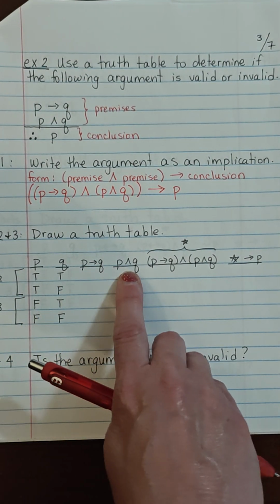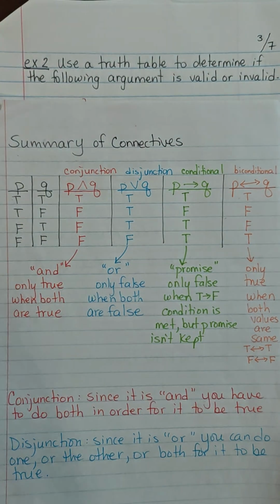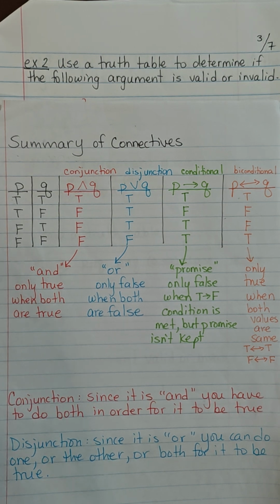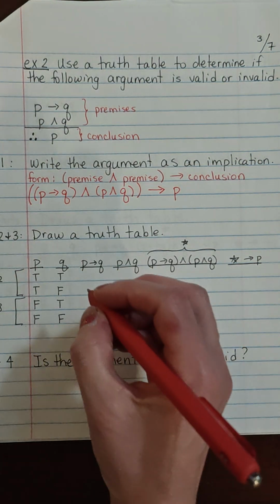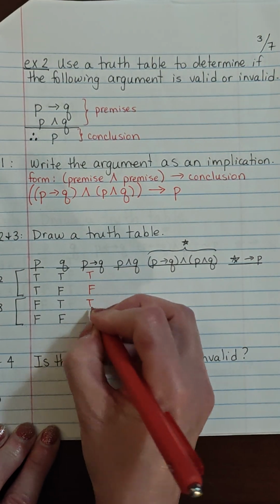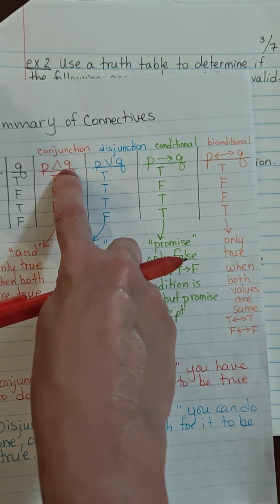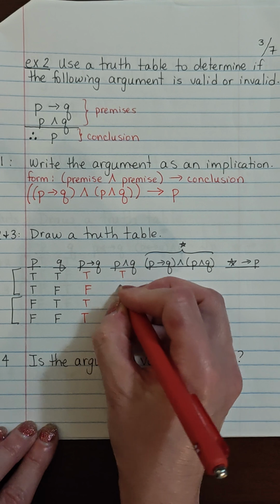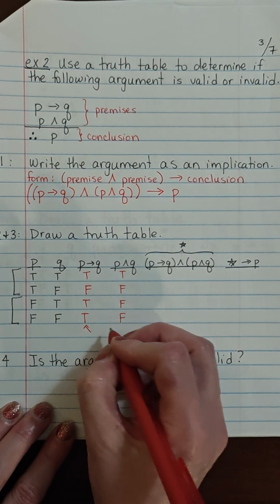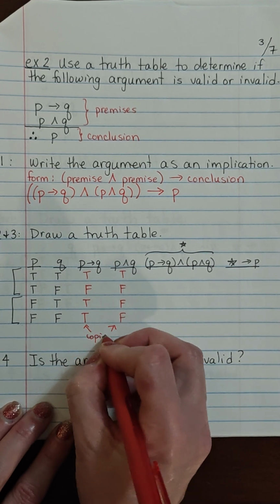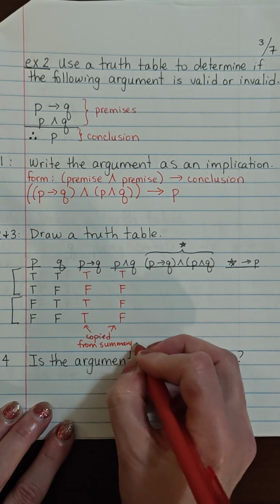P to Q and P and Q. Those are great. We've got those. We can just copy those straight from this sheet. We love that. Okay, so conditional P to Q is just true, false, true, true. P and Q, also on this sheet: true, false, false, false. This is starting off really nice, isn't it? So copied from the summary sheet.